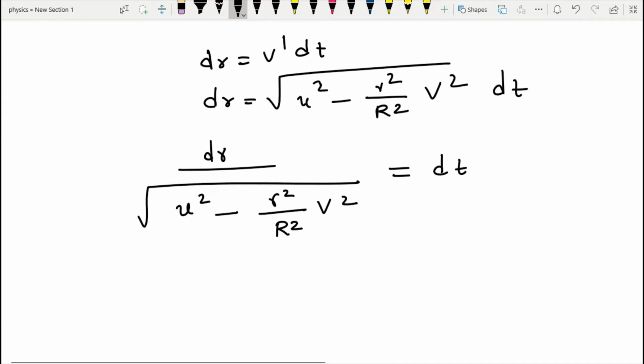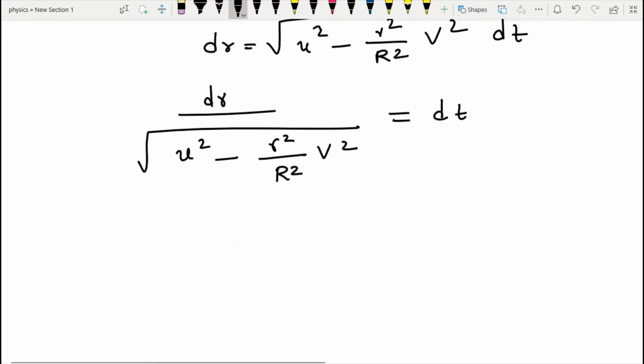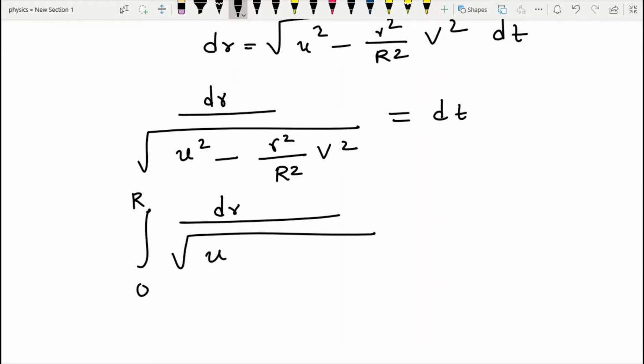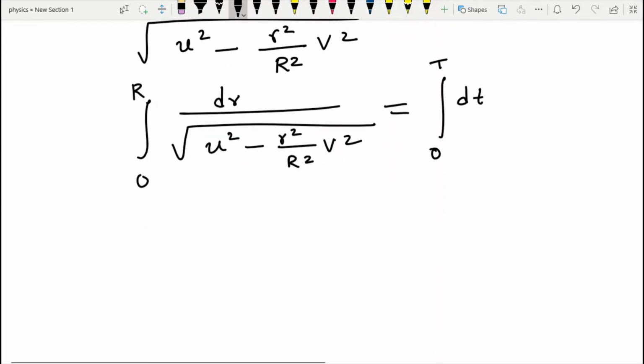Now we have to integrate this by taking the proper limits. Here the small r is changing from 0 to capital R, because whenever the particle P is catching the particle Q, the small r value is equal to capital R. So the limits are taken like this, and we have to integrate by taking the limits of time. Time starts from 0, and capital T is the time at which the particle P catches the particle Q. So we have to integrate this.